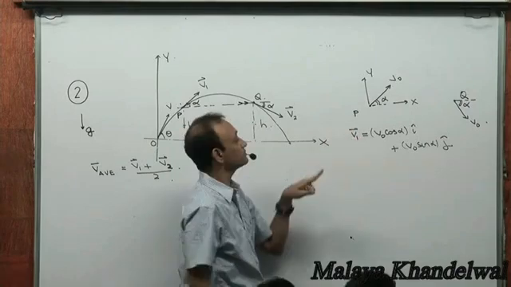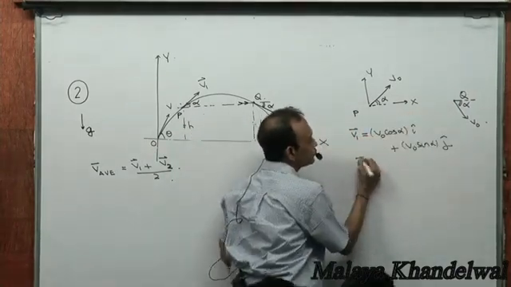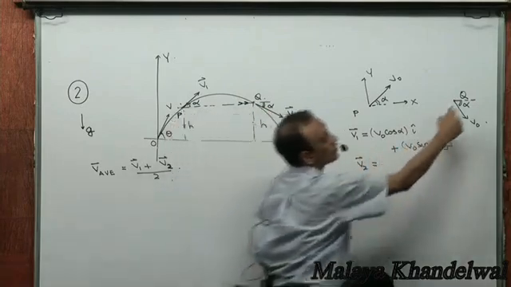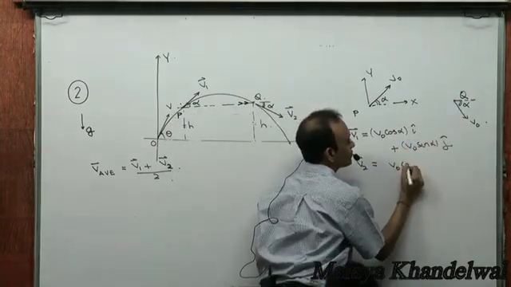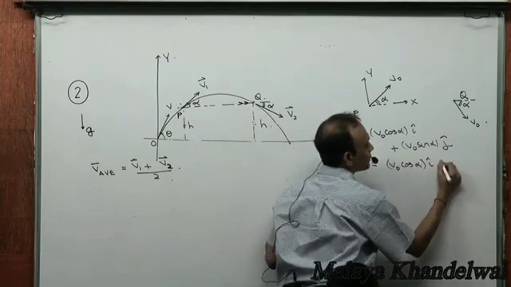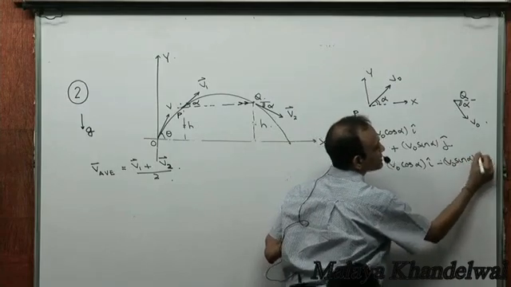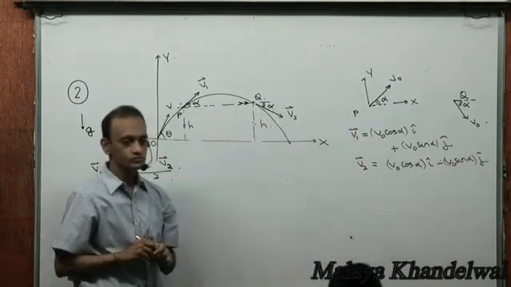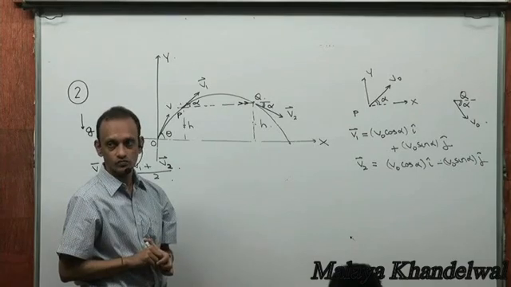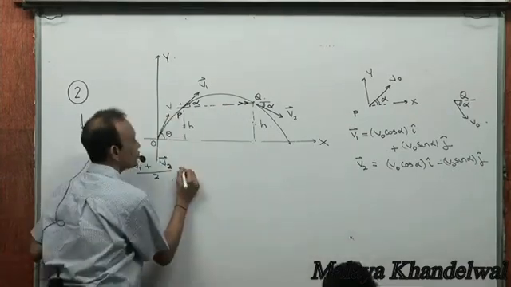The velocity vector at P. The velocity vector at Q, this is the velocity vector V2, which is the velocity vector at Q, is going to be what? V naught cos alpha i cap minus V naught sine alpha j cap. Yes or no? No? If you add the 2 and divide by 2, what do you get?